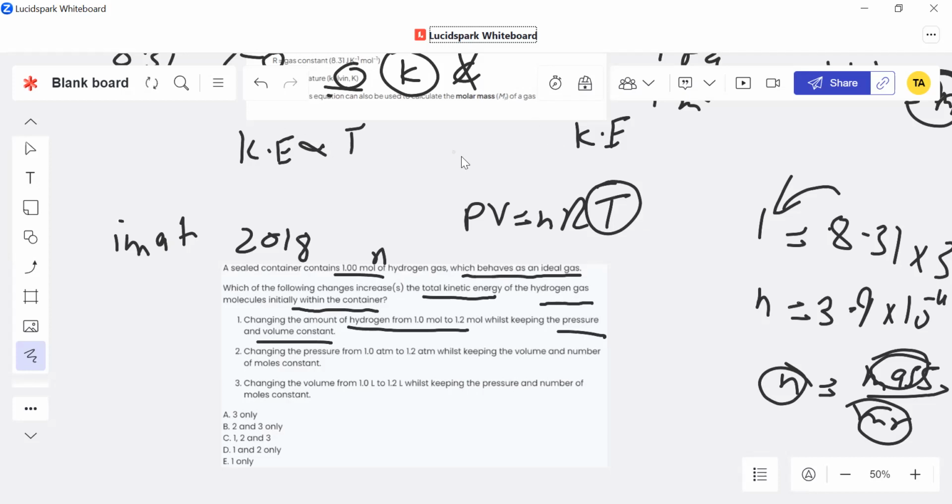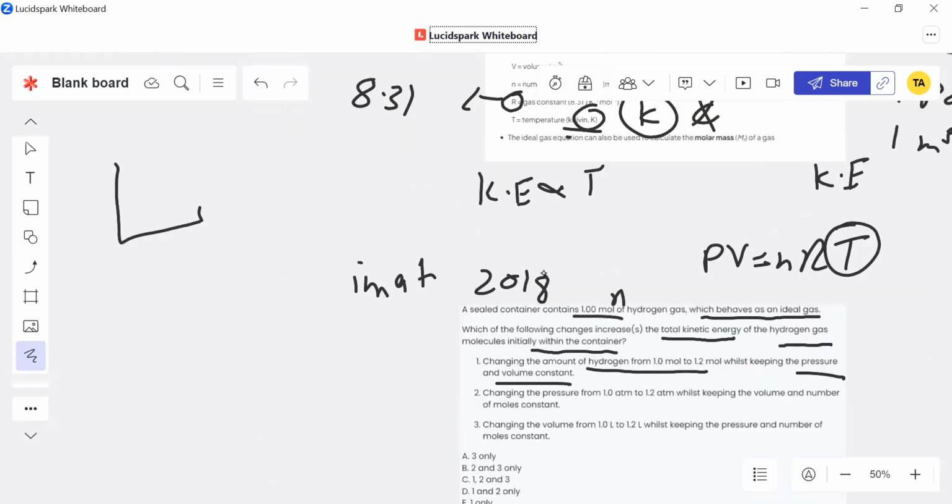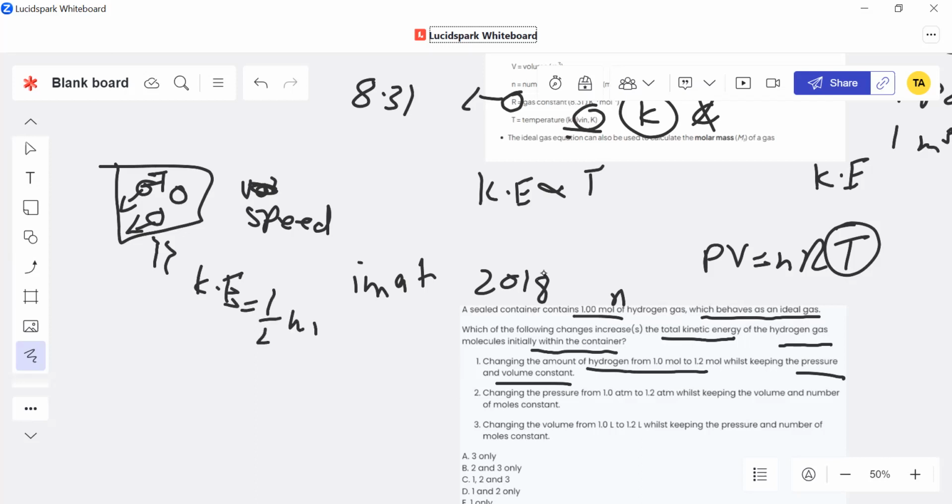So when I have a container with molecules and I increase the temperature, let's say I put fire below this container, the kinetic energy of the molecules would increase. Why would it increase? Because the velocity, sorry, the speed or the velocity of these molecules would increase. They would move much faster, they would collide more. Basically, the speed would increase. And I know kinetic energy is half m v square. V is velocity, m is mass.